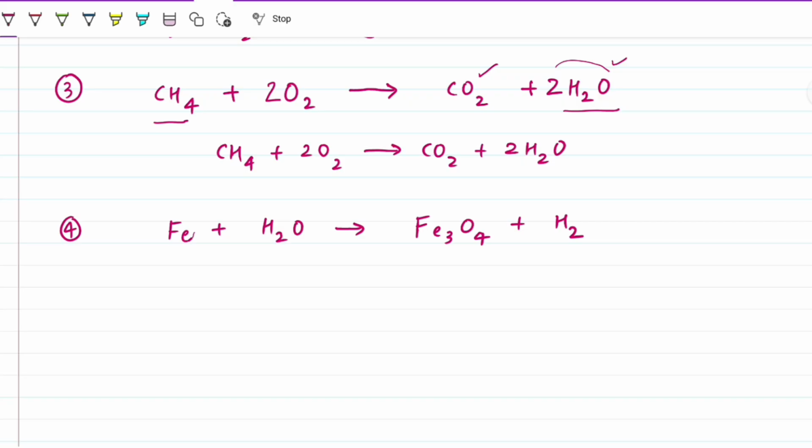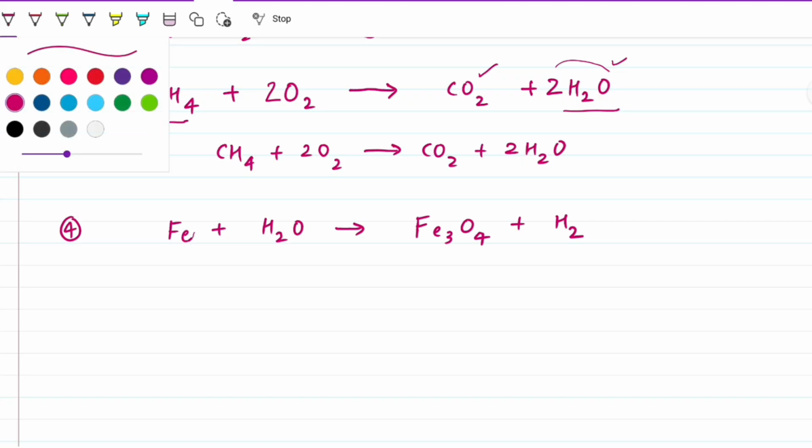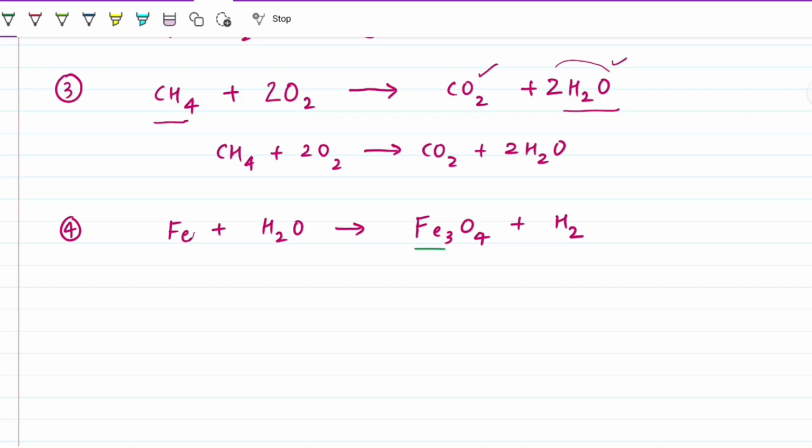In this case, we have one metal, which is iron. On this side we have 3 iron. This side only 1. So I will write 3 here. So 3 Fe, iron balanced. Think about the next atom. Next is the non-metal, oxygen. On the product side we have O4. This side we have only one oxygen, in H2O. So I will write 4 here.